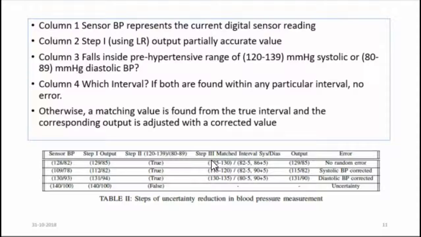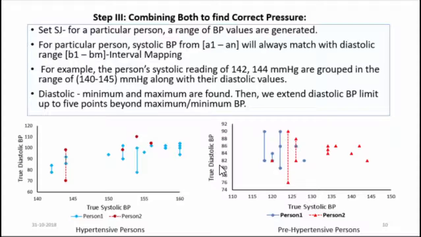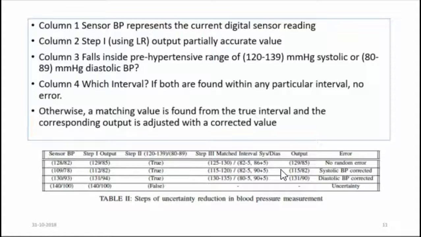Then we check in which interval it falls, the intervals that we studied in these two cases. If it matches a particular interval, then no random error is found. But if it deviates, as in the second case after the modulation, the diastolic 82 falls in the range, but the systolic deviates. In this case, the systolic is matched to the nearest interval. So now we are matching the systolic BP, and the systolic error is reduced.